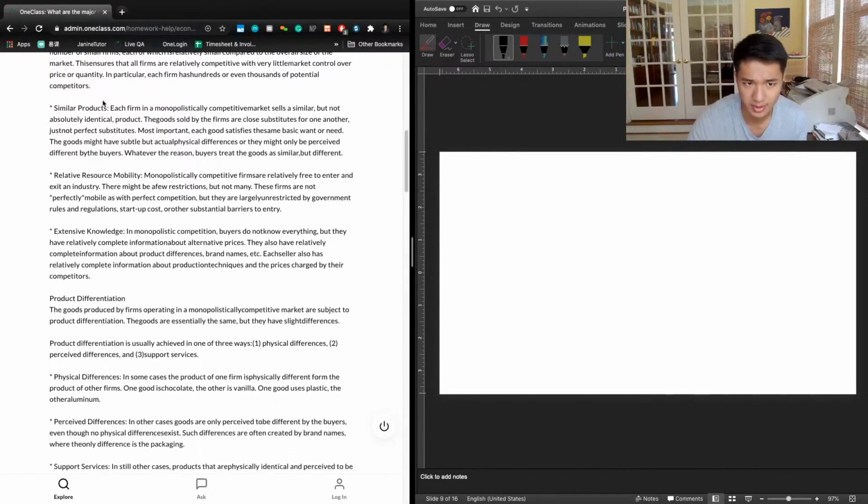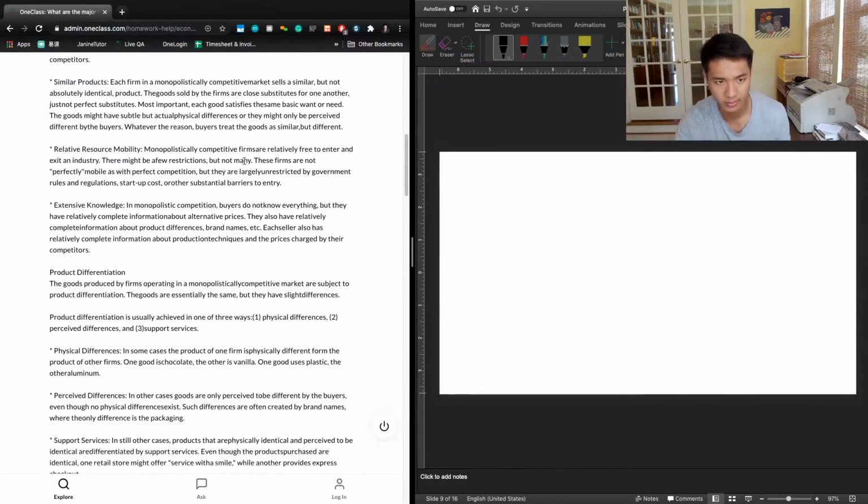Number 2, similar products. Each firm in a monopolistically competitive market sells a similar but not absolutely identical product. The goods sold by the firms are close substitutes for one another, just not perfect substitutes. Most importantly, each good satisfies the same basic want or need. Goods might have subtle but actual physical differences, or they might only be perceived as different by the buyers. Similar but different.